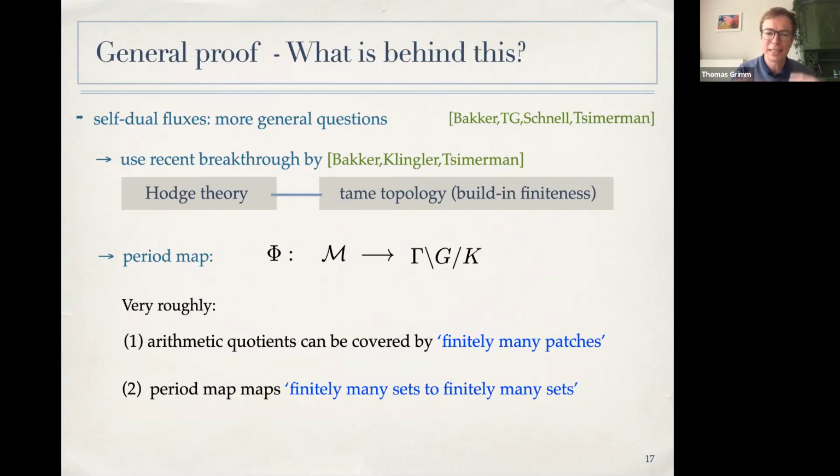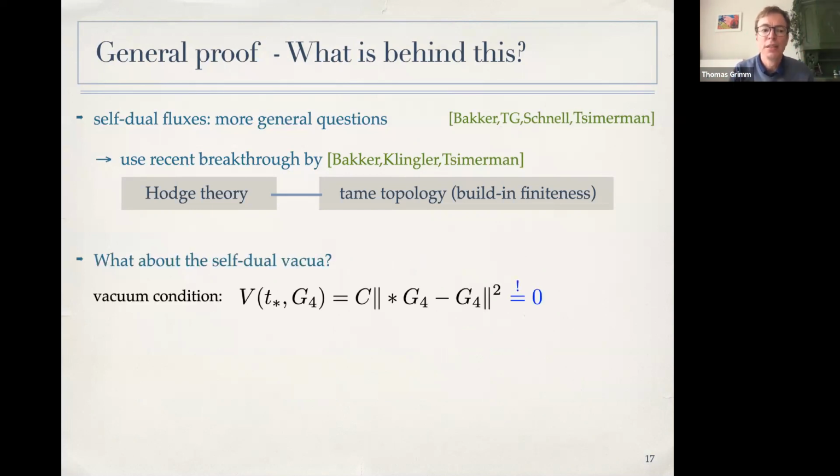Okay, so what does that mean in a more physicsy, very rough sense? It's a statement that these arithmetic quotients can be covered by finitely many patches and can be glued together in a nice way, and that the period map is mapping finite sets to finite sets. This is a rough way of thinking about this tameness. So now we can ask, what about the scalar potential? That's exactly the sort of question we want to answer, namely if there are finitely many solutions. So finitely many solutions to what? Well, we know that the scalar potential can be written as an absolute square, and then a self-dual flux actually is a zero of the scalar potential. So what we want to show is that there are only finitely many zero sets. That's what we want to prove, right?